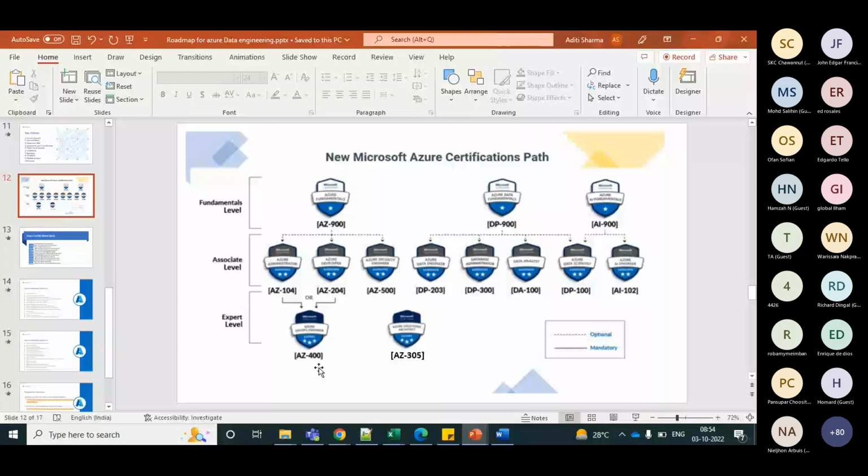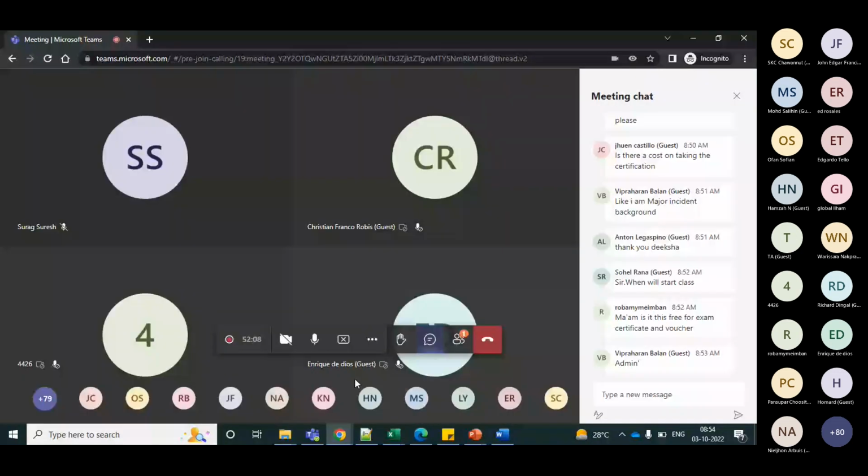I'll just type AZ104. You can just have a look at this exam, if you are looking for it, and with the help of that, you can see the details.